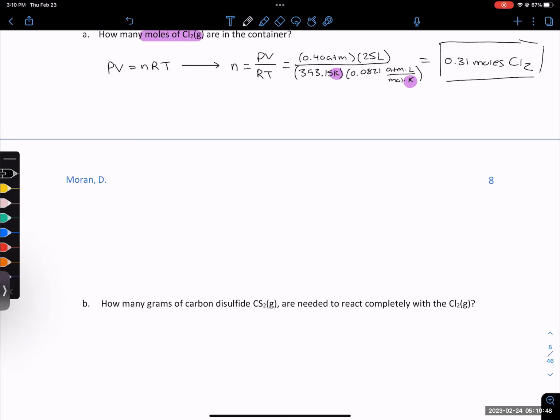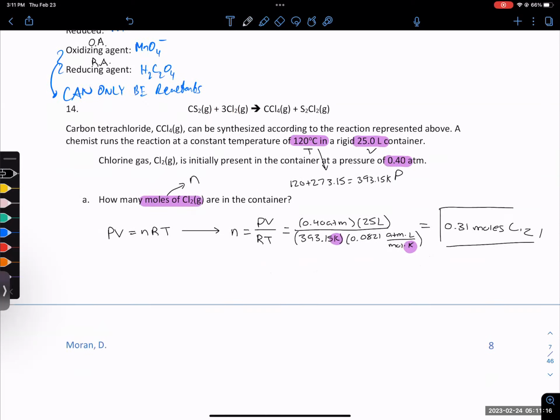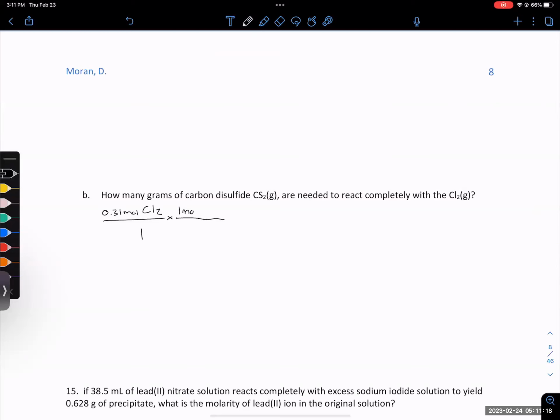So let's start with what we're given. 0.31 moles. Well, this is not what we're given, this is what we found, right? So 0.31 moles of Cl2. And to convert from moles of Cl2 to moles of carbon disulfide, we need to use the mole ratio in the balanced chemical equation. We already gave it to you. It's a 3-to-1 ratio, or 1:3. So 1 mole of CS2 is going to react with 3 moles of Cl2.